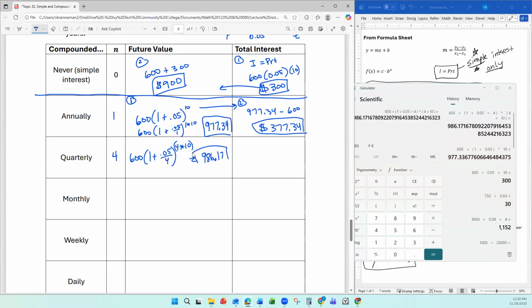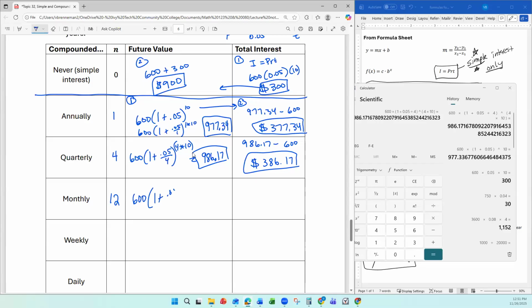This comes out 986.17, meaning now the interest, if I take 986.17 minus 600, it is 386.17. So no compounding to annual, added an extra $77, going from once a year to 4 times a year, added another about $9. So it's still going up, but not by as much. Monthly n is 12.